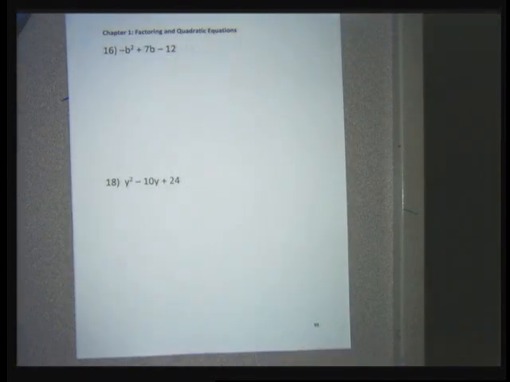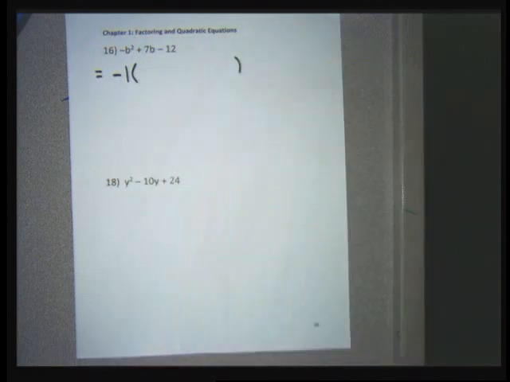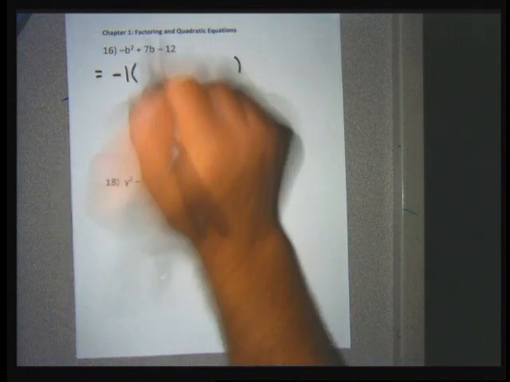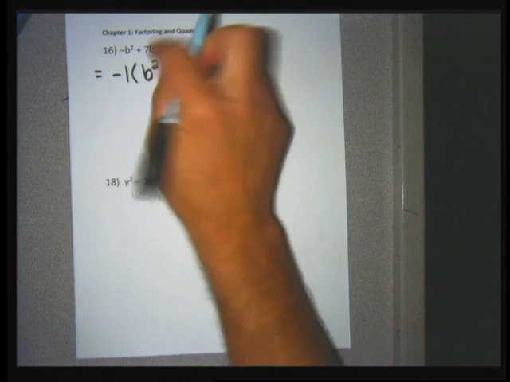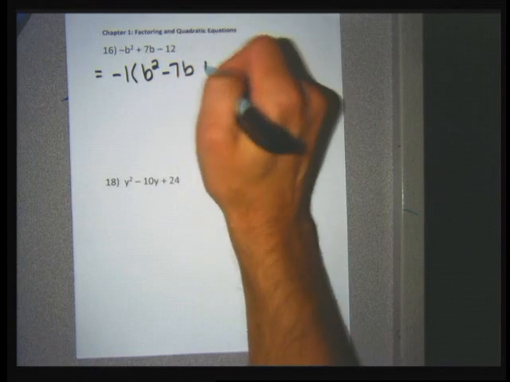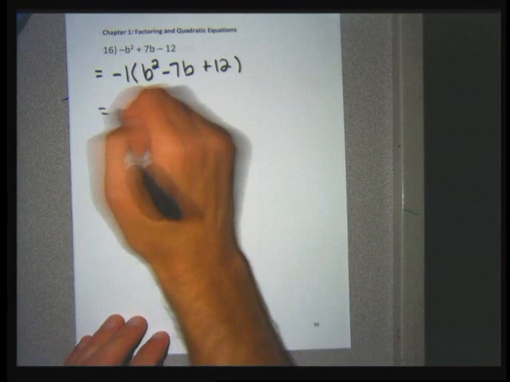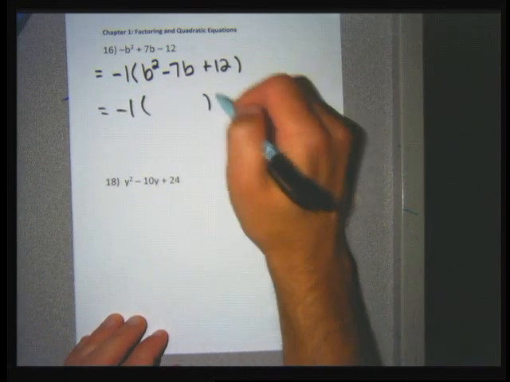Number 16, it's 3 terms. It's not going to be a bottoms up because there's not a number in front of the first term. But any time there's a negative written first, I factor out a negative or a -1 as a common factor. And when you factor out just a -1 or just a negative, inside the parentheses you put the opposite. The opposite of negative b squared is positive b squared. The opposite of positive b is negative 7b. The opposite of negative 12 is positive 12. So it's 3 terms. The -1 is going to stay in my answer, but it's not going to be part of the 2 parentheses factoring.